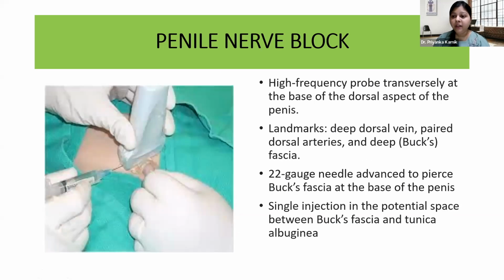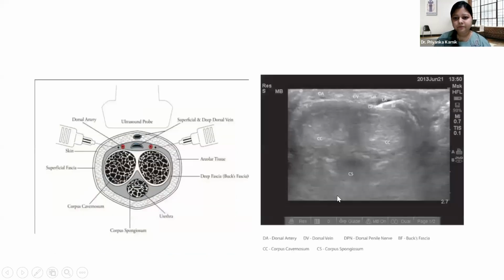Now this block can be given by ultrasound also. This is an overkill, but still to mention it, a high frequency probe is placed at the base of the penis, and the landmarks which are seen will be your deep dorsal vein, the dorsal artery, and your nerves. First, on the sides we will be seeing the corpora cavernosa, and in the center will be your corpus spongiosum. What we have to do is penetrate the buck's fascia and deposit the drug between the buck's fascia and the tunica albuginea.